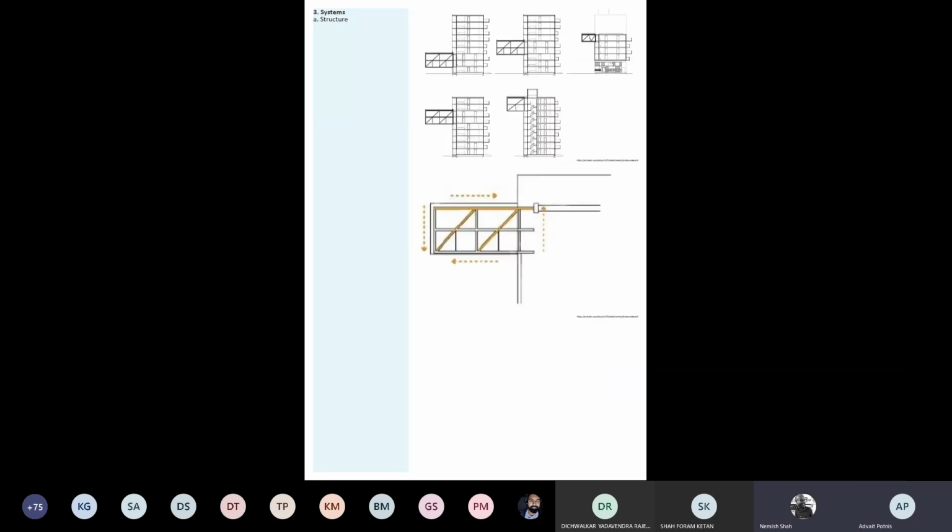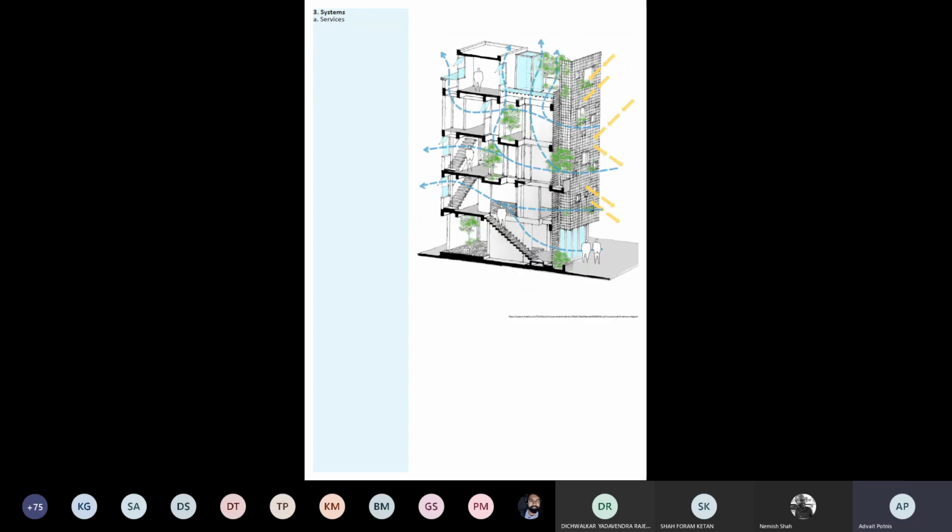After the diagrams, then we look at the system. So system one is structural system. Again, if you have the information, depending on the project, if you see the structure is your frame structure, or load bearing, or composite, but you need to create a correct diagram for that. Then the MEP or the services.